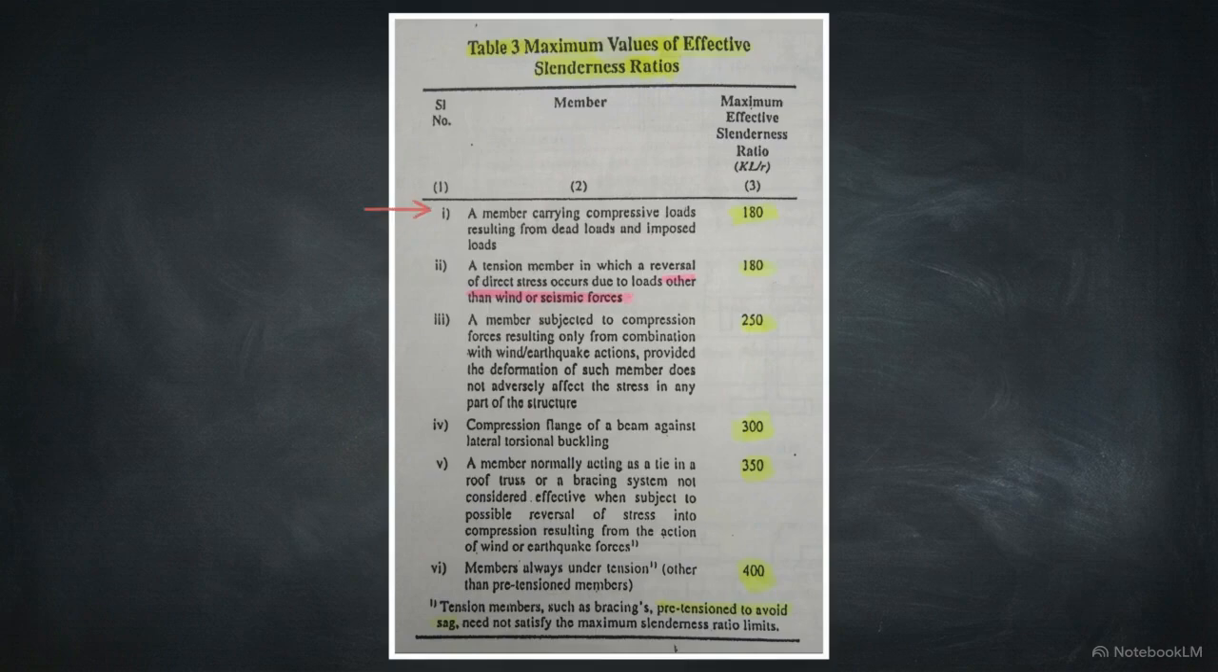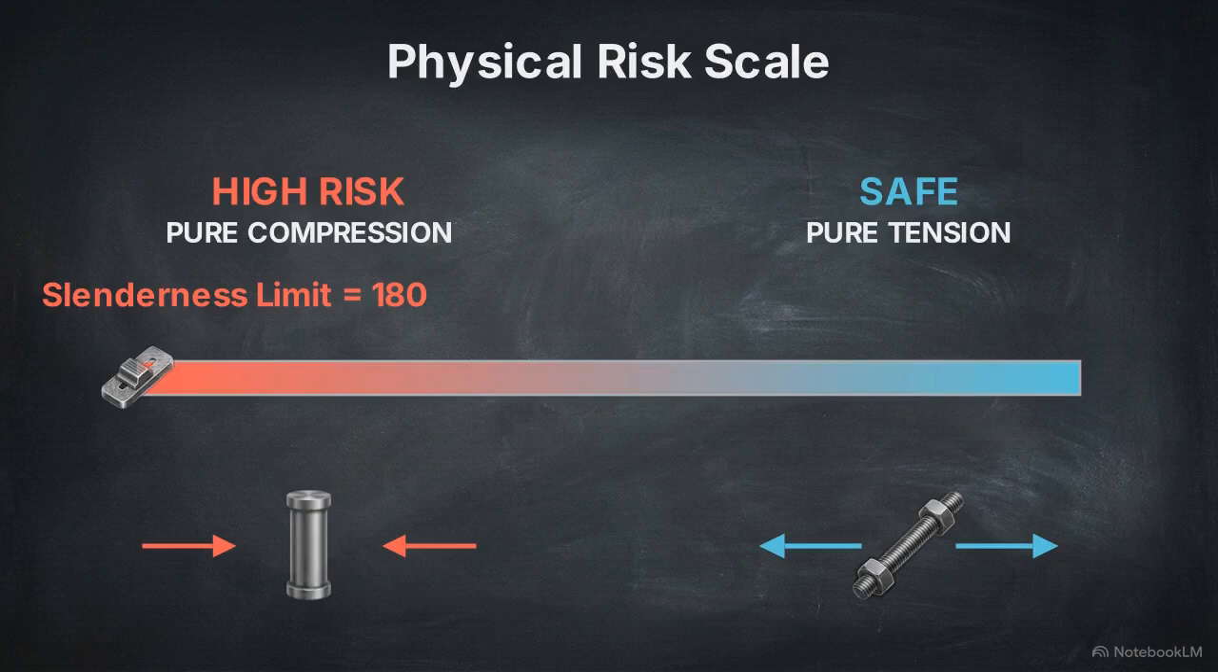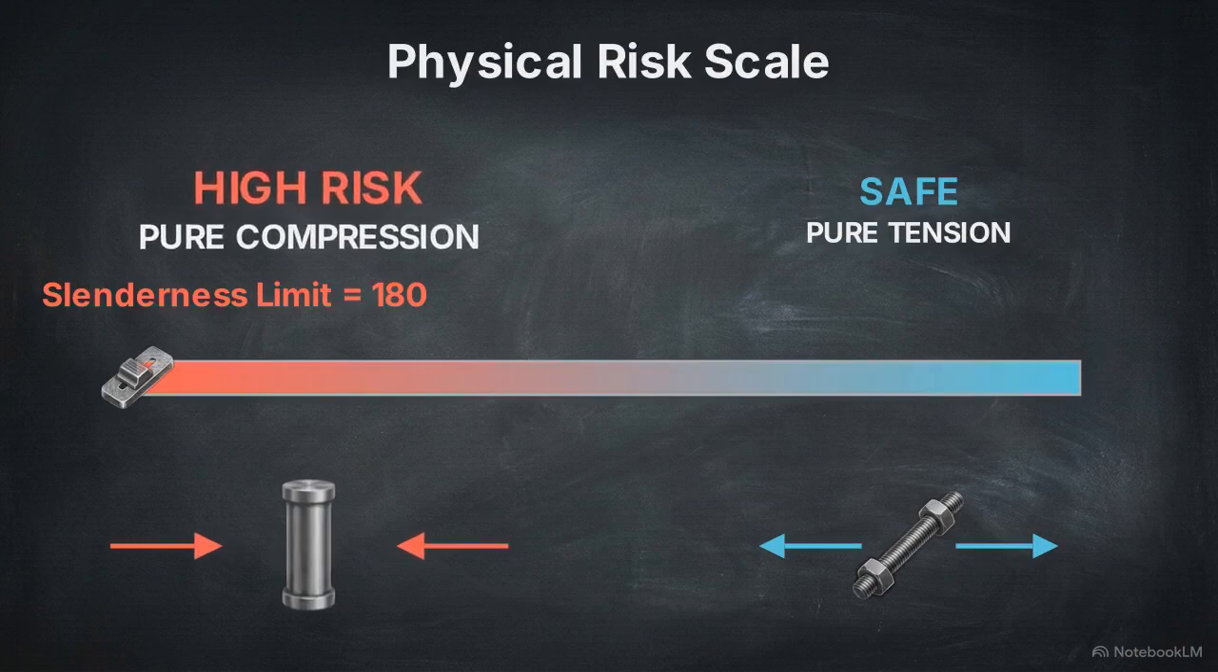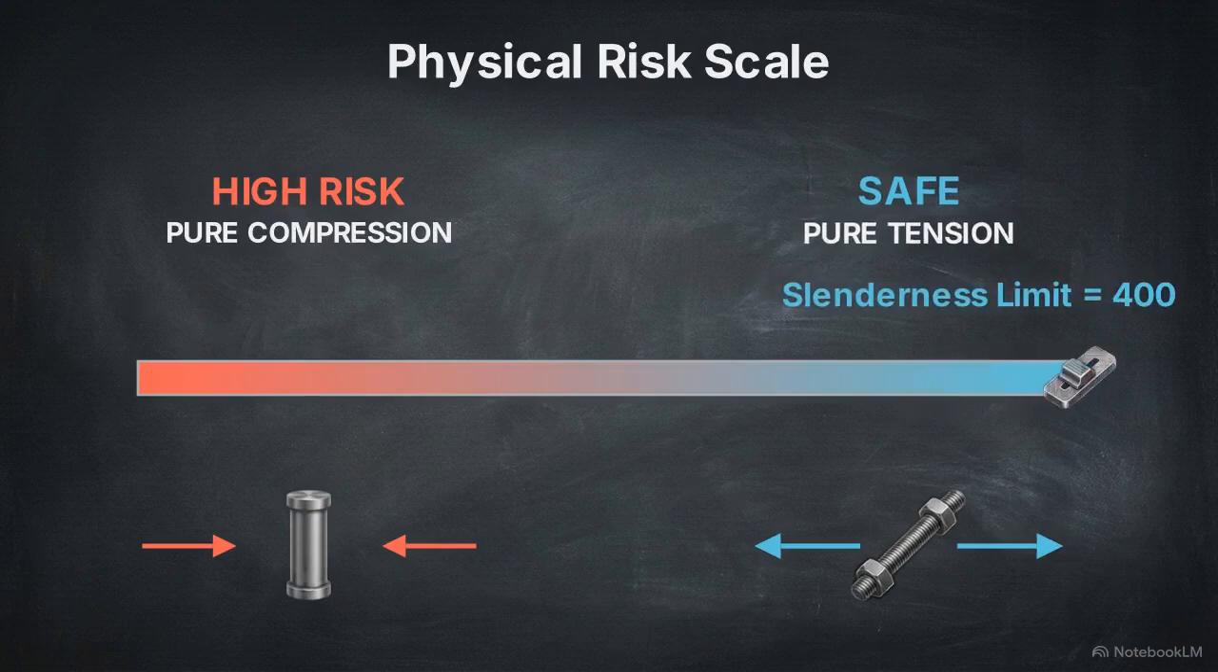Looking right at the first row, we see the baseline rule. For any standard compression member carrying a dead load and an imposed live load, the maximum slenderness ratio is heavily restricted to 180. Trying to memorize the rest of these rows word by word will cost you points. To survive the exam, you have to read the table as a sliding scale of physical risk, moving from highly dangerous pure compression down to highly safe pure tension.